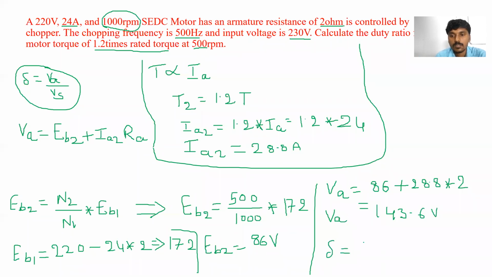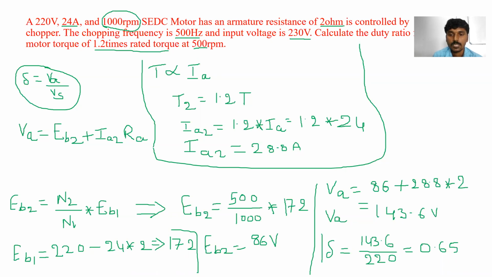So now we can easily find the delta, the duty cycle, VA by VS: 143.6 divided by 220. What is the value of this? 0.65. Exactly right answer. So this is the duty ratio. It means when the duty cycle is 0.65, the motor is operating at a speed of 500 RPM and the torque is 1.2 times the rated torque, with 28.8 amperes.